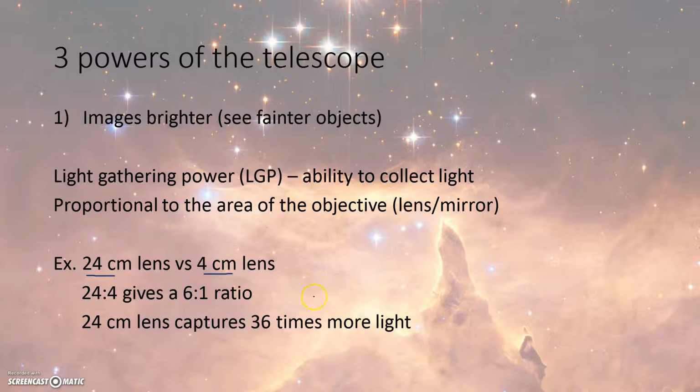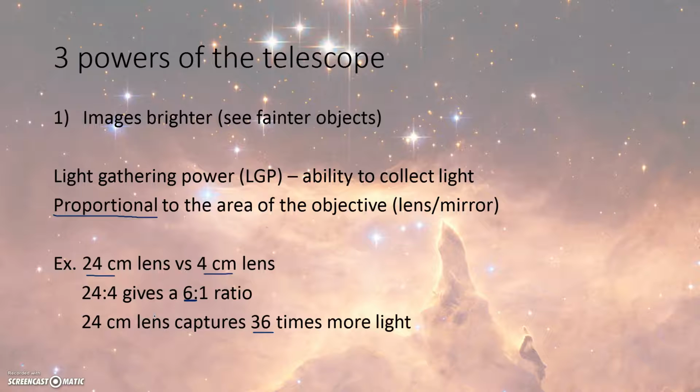No. That's wrong. The reason for that is because it's proportional to the area. If there's a difference of 6 to 1 here, then we have to square that. So it would be 36 times more light that the 24 centimeter lens will capture than the 4 centimeter lens.